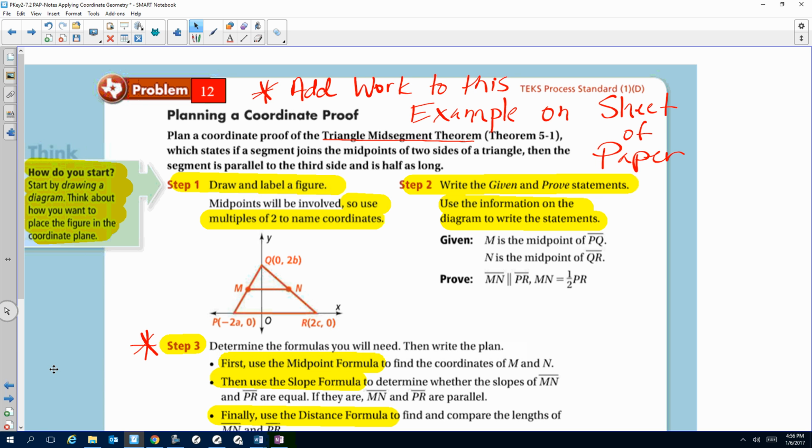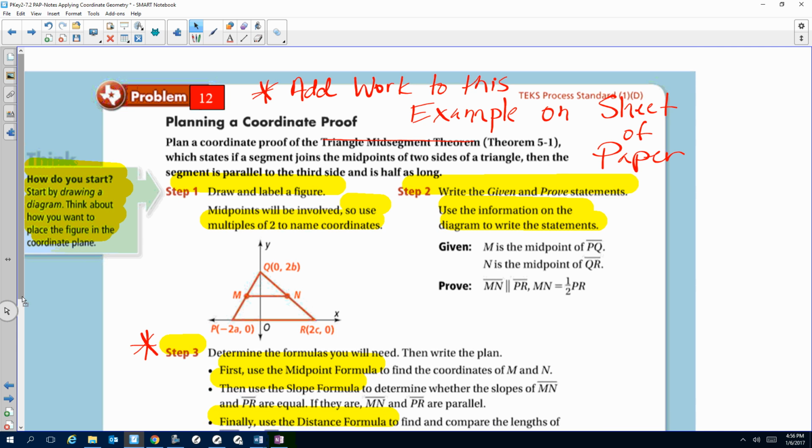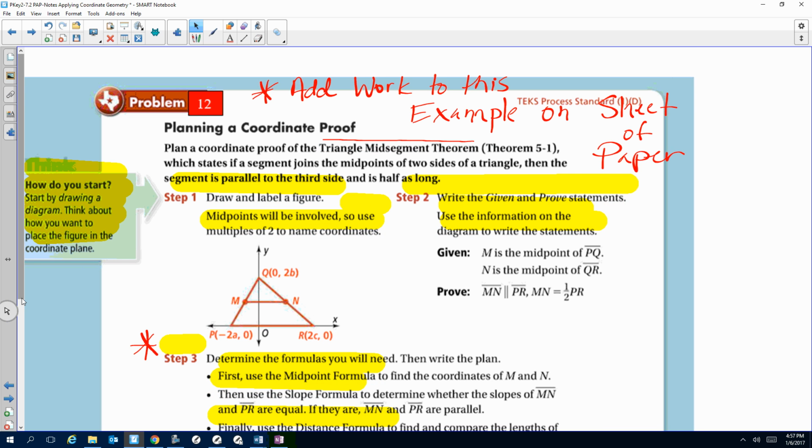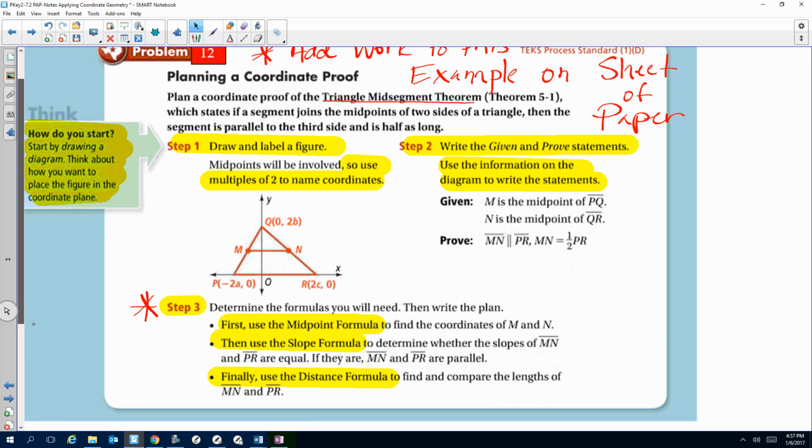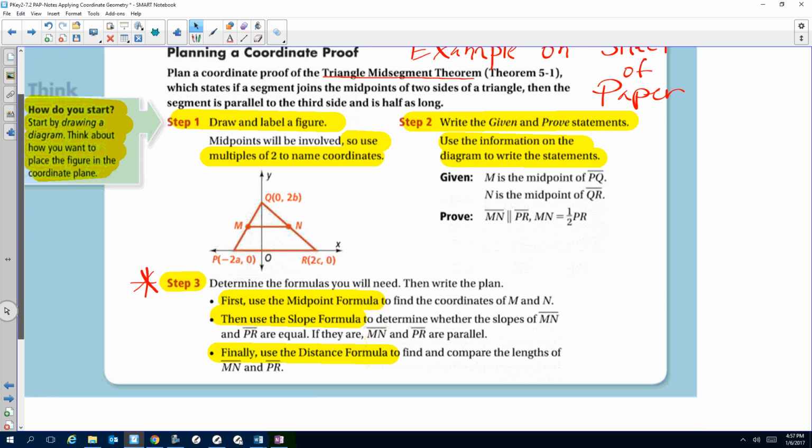Alright, so we're going to add the work to this example on a sheet of paper. Use the same sheet of paper that we have our rectangles from the beginning of this note. So the last thing is very important because we're going to have to prove some things with coordinate geometry whenever we have coordinates that are not numbers, when we have variables. So make sure you start off with drawing a diagram.